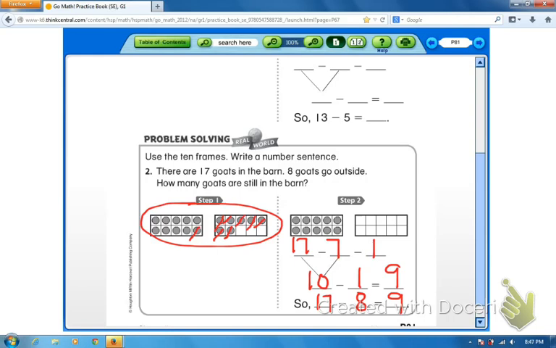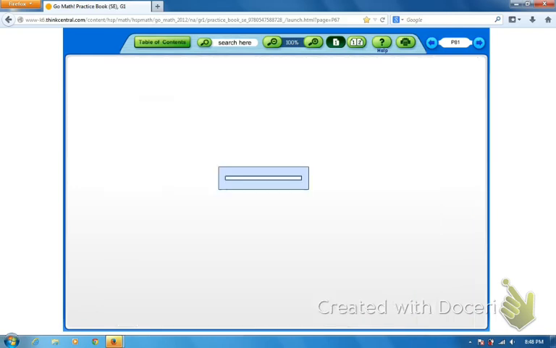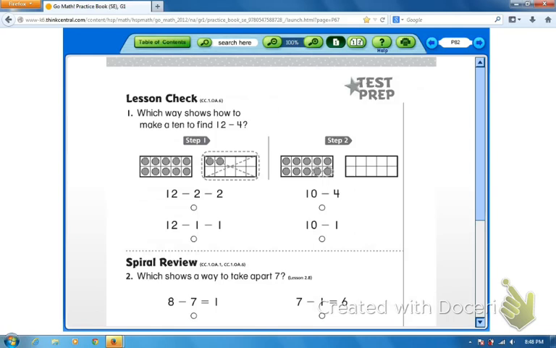On the back side of the homework, the first problem asks which way shows how to make a 10 to find 12 take away 4. So same thing. We want to first take away 2 to make our 10. And then we know we're supposed to take away 4 though, so we need to take away another 2. So it would be 12 take away 2 take away 2.